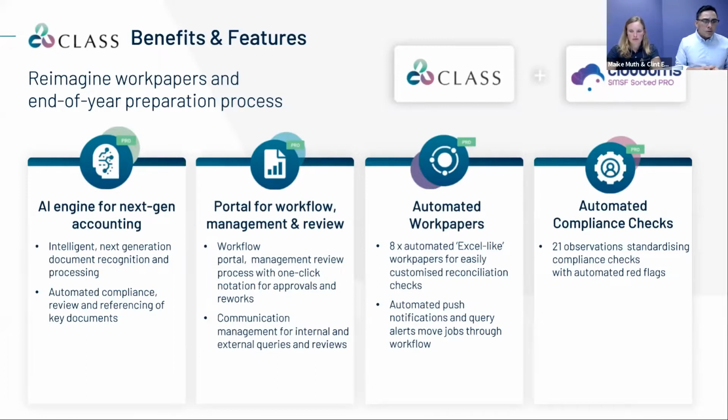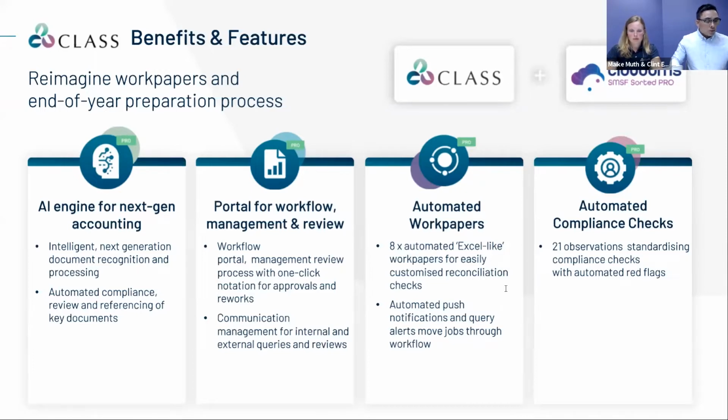We've then got some automated work papers. There seems to be a lot of templated Excel-type worksheets that firms are currently doing, getting the data from class, populating that into an Excel worksheet, whether it be a GST rec or a property or an LRBA interest working sheet or something like that. We've automated some of those. And we've also got 21 observations, which are effectively compliance checks, where we're just checking the status of a whole bunch of compliance issues in the fund.